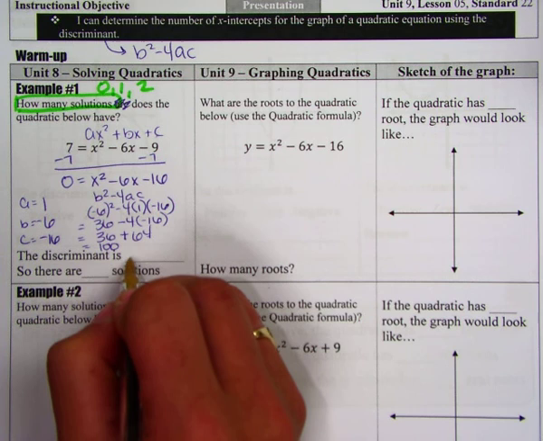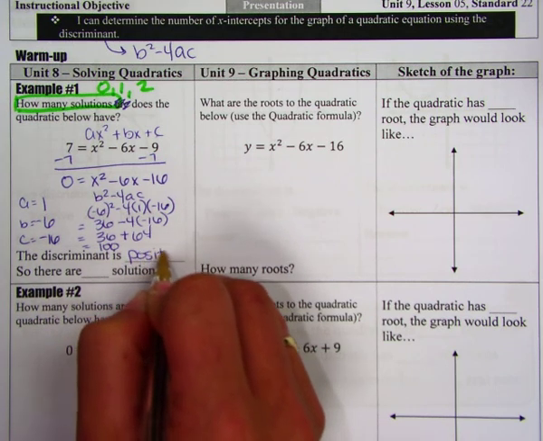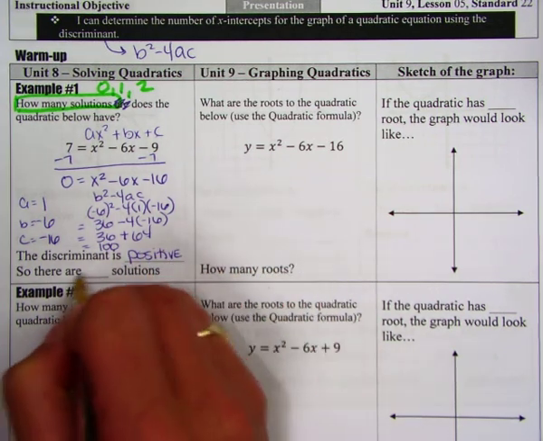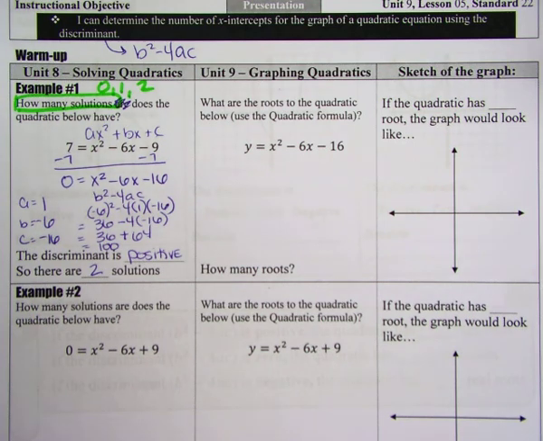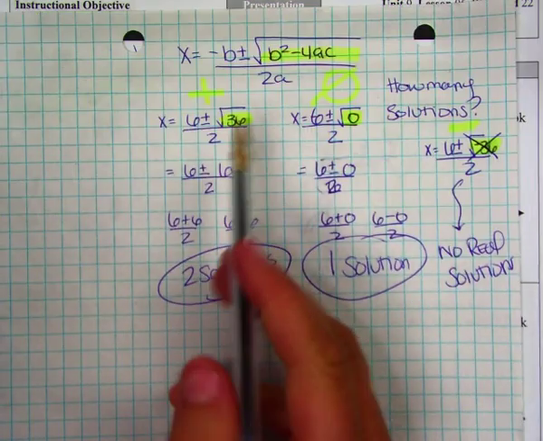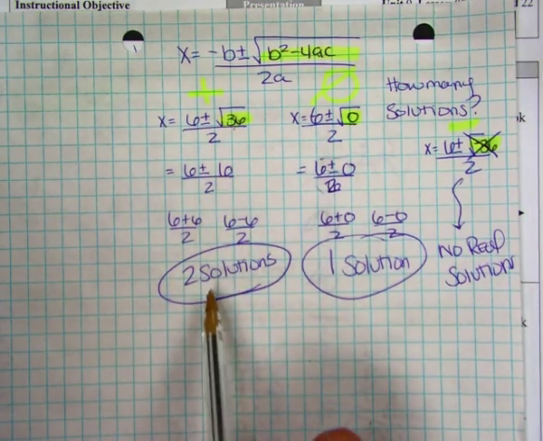This discriminant is actually positive, and therefore there are going to be 2 solutions. Again, because it would look something like that, yielding us 2 solutions.